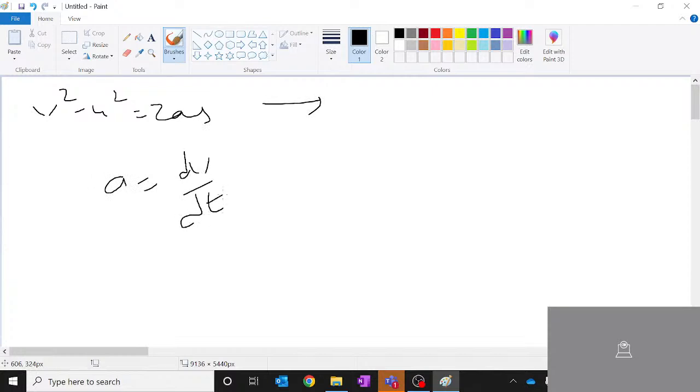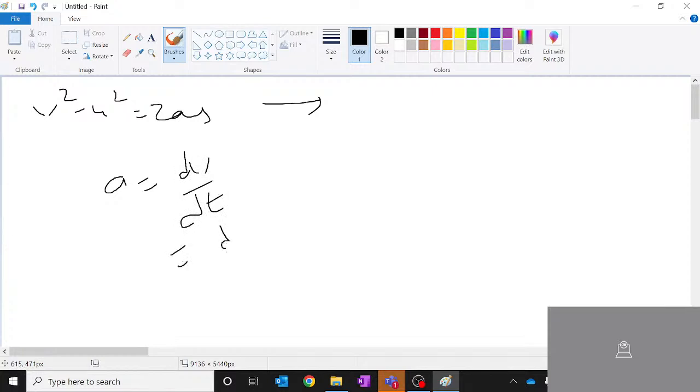What is it that we have said? v square minus u square is equal to 2as, correct? Now there is no term t to integrate this and get this derivation, correct? So all you have to do is introduce this term. So can I say my a, acceleration, is nothing but dv by dt, correct? a is nothing but dv by dt.